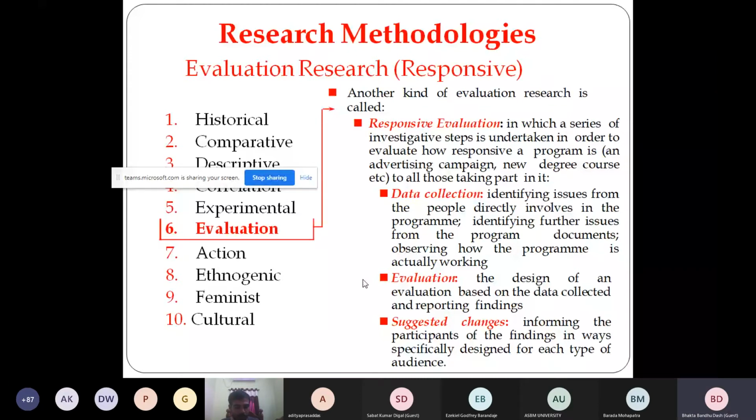So ultimately, the evaluation tool you are using, considering the data, is very, very essential, and you have to decide very scientifically. Suggested changes: informing the participants of the findings in the way specifically designed for each type of audience. So if any kind of changes are required, you solicit information also. Place your research.